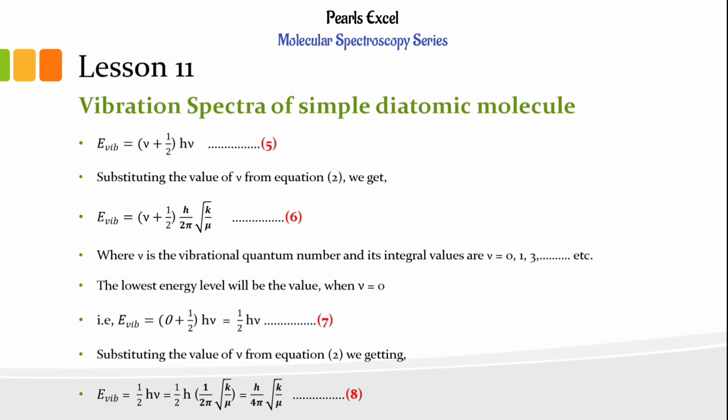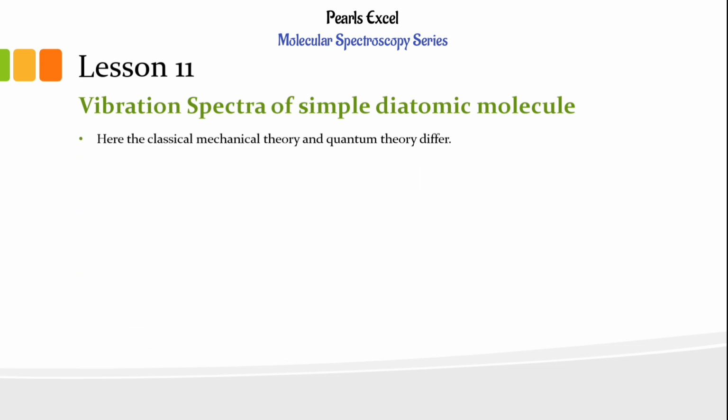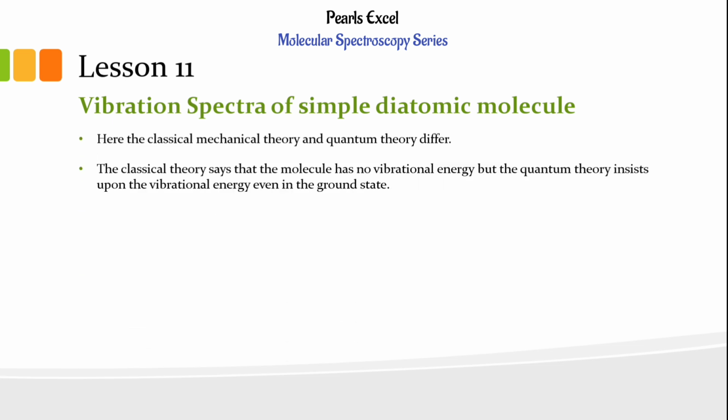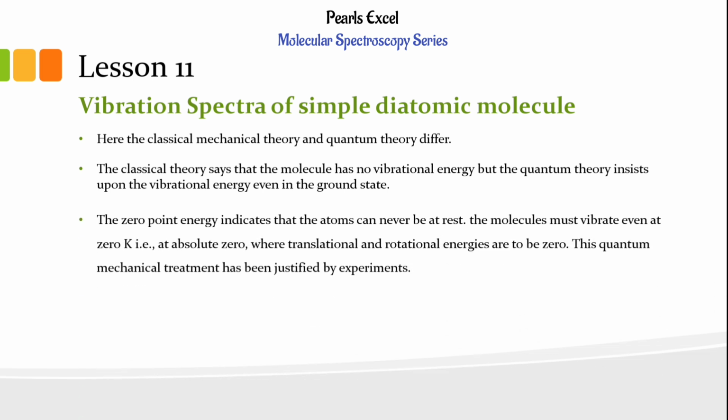Now after considering the Schrödinger and quantum theory, consider classical theory. Here the classical mechanical theory and quantum theory differ. The classical theory says that the molecule has no vibrational energy, but the quantum theory insists upon vibrational energy even in the ground state. The zero-point energy indicates that the atoms can never be at rest. The molecules must vibrate even at 0 Kelvin, that is at absolute zero, where translational and rotational energies are zero. This quantum mechanical treatment has been justified by experiments.